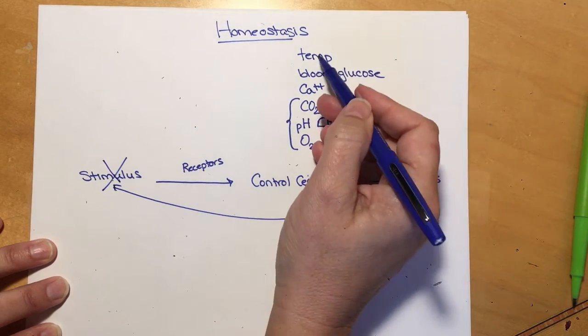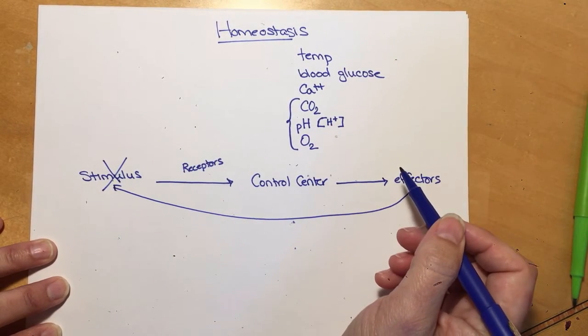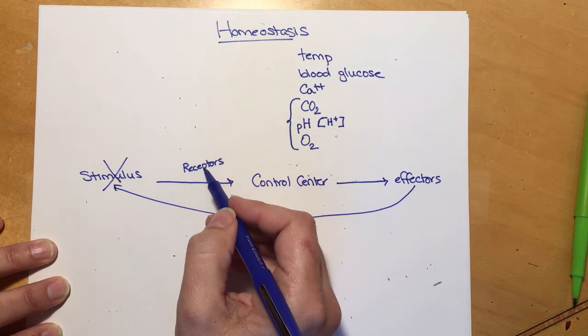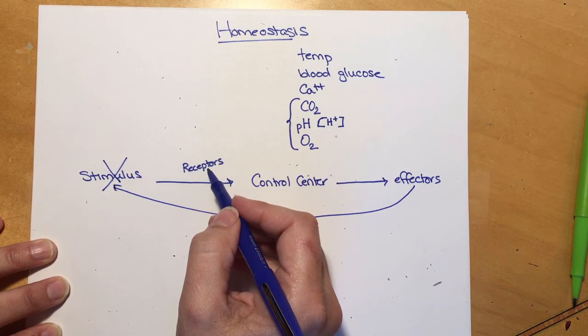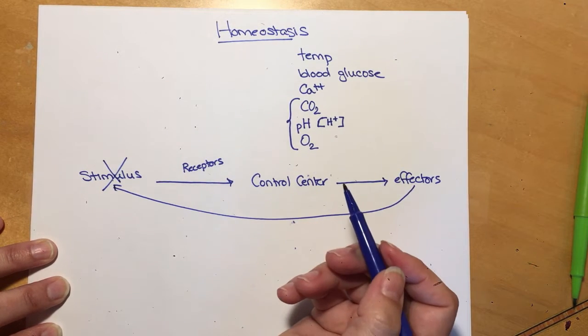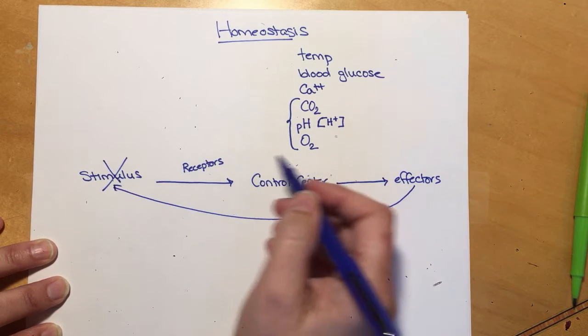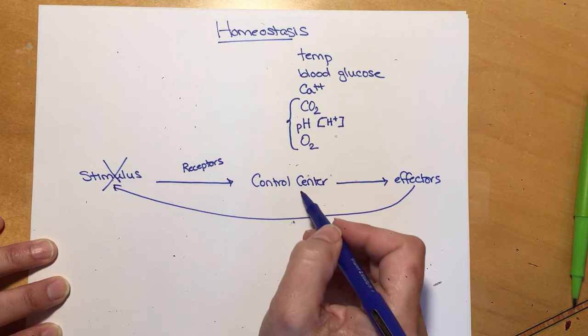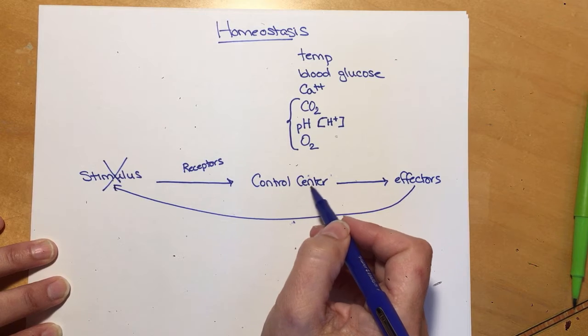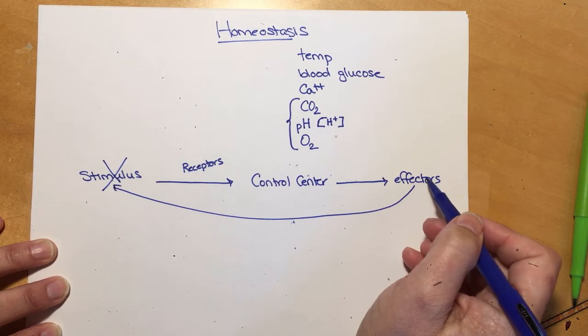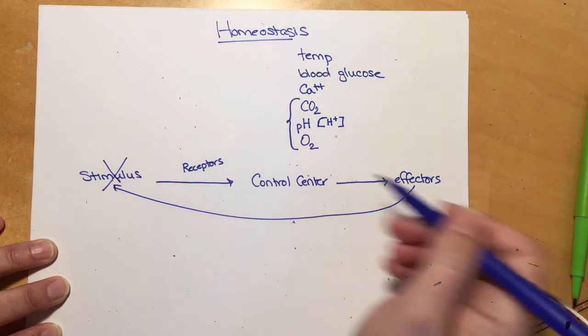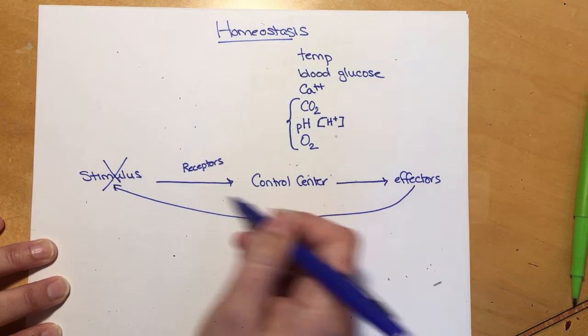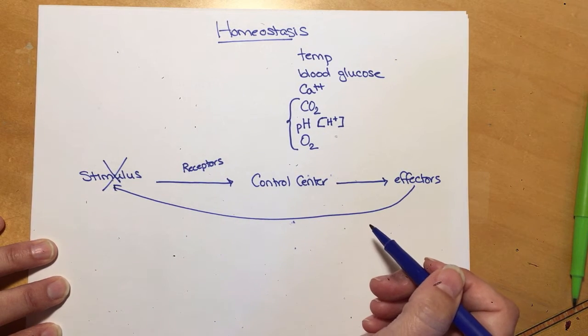So for example, if we moved out of the ideal range for temperature, we would have thermoreceptors, temperature receptors, pick up that difference, that stimulus, and the hypothalamus is the control center for temperature regulation, and it would tell effectors, depending on whether you're too hot or too cold, to do something to change you back to the normal temperature.